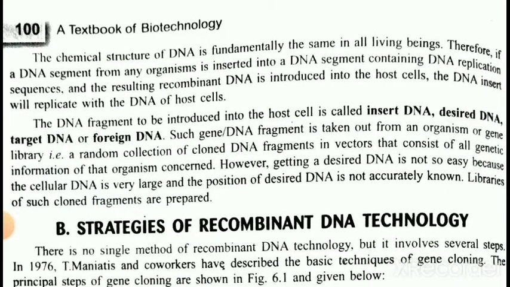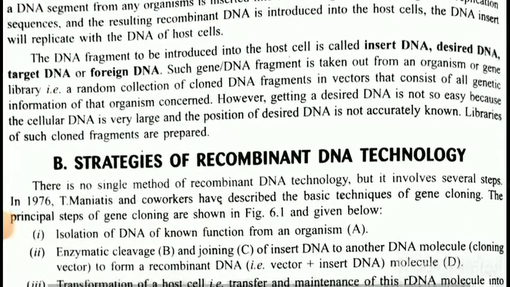The DNA fragment to be introduced into the host cell is called insert DNA, desired DNA, target DNA, or foreign DNA. Such a gene DNA fragment is taken out from an organism or gene library, i.e., a random collection of cloned DNA fragments in vectors that consist of all genetic information of that organism concerned. However, getting a desired DNA is not so easy because the cellular DNA is very large and the position of desired DNA is not accurately known. Libraries of such cloned fragments are prepared.